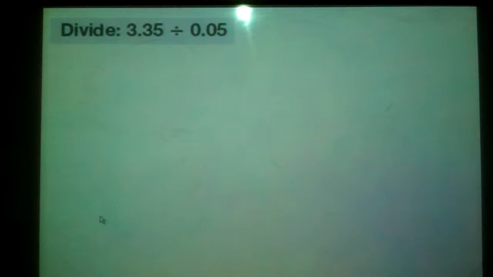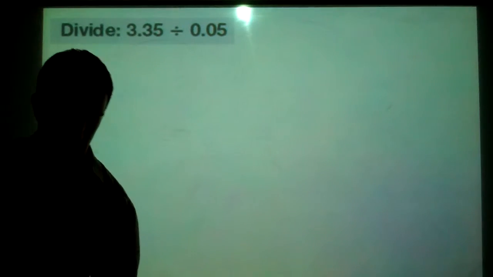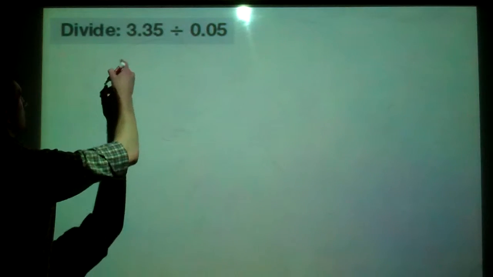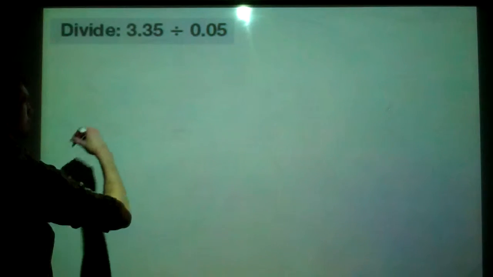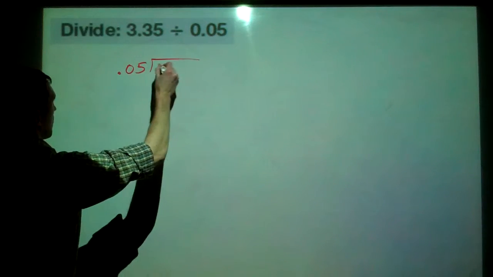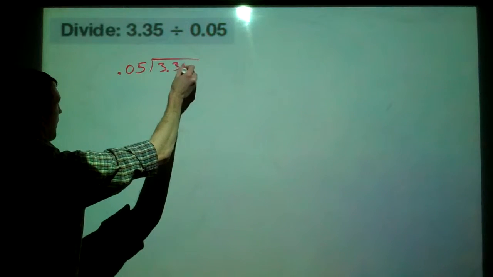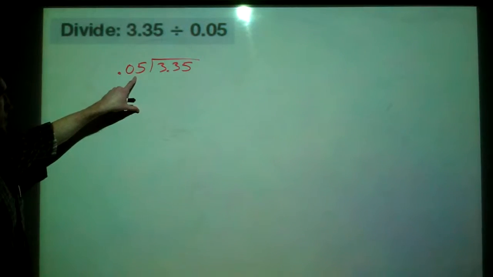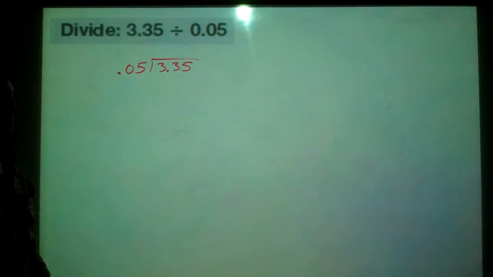Okay. So we're going to go through a bunch of examples today, basically, and just look and see what happens when we divide by decimals. So really this is 3.35 divided by 0.05. So we're breaking 3.35 up into 0.05 parts. That doesn't make a whole lot of sense when we think about it.